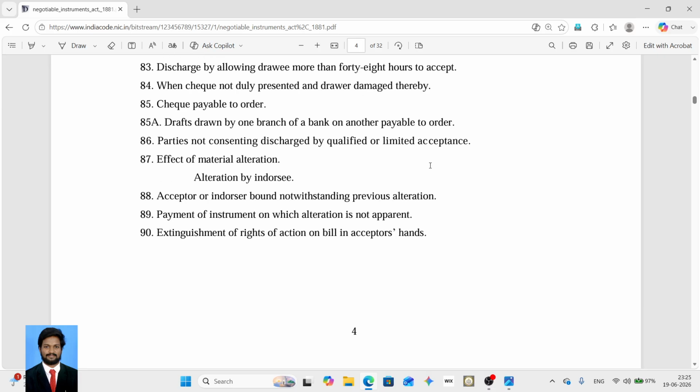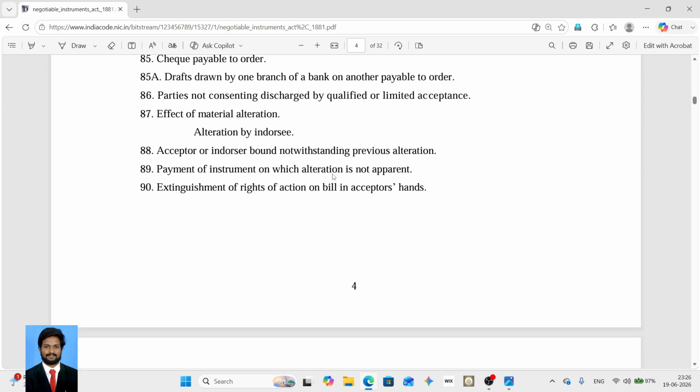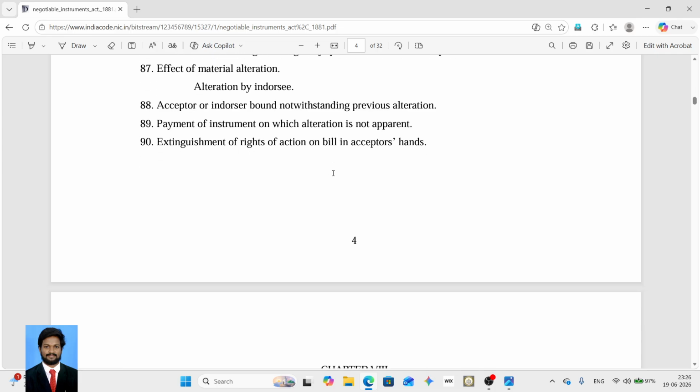85 check payable to order. 85a drafts drawn by one branch of a bank on another payable to order. 86 parties not consenting discharged by qualified or limited acceptance. 87 effect of material alteration by endorsee. 88 acceptor or endorser bound notwithstanding previous alteration.